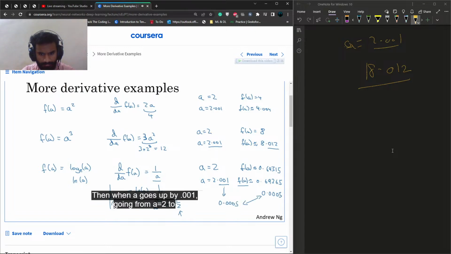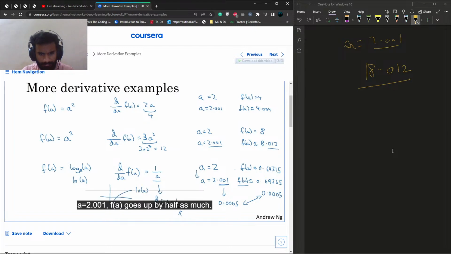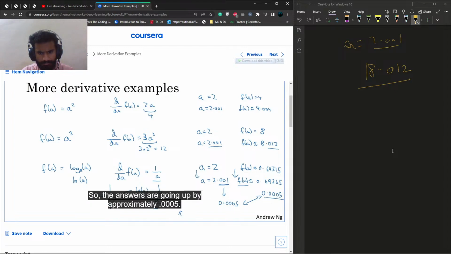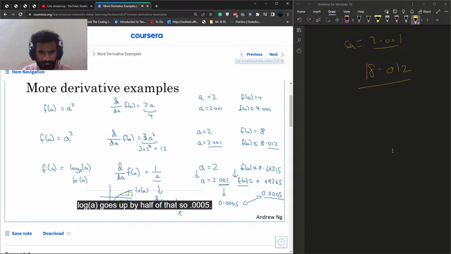That when a goes up by 0.001, going from a equals 2 to a equals 2.001, f(a) goes up by half as much, so it ends up going up by approximately 0.0005. So if you draw that little triangle, if on the horizontal axis this goes up by 0.001, on the vertical axis log of a goes up by half of that, so 0.0005. And so that 1 over a, or 1/2 in this case, when a is equal to 2, that's just the slope of this line when a is equal to 2.